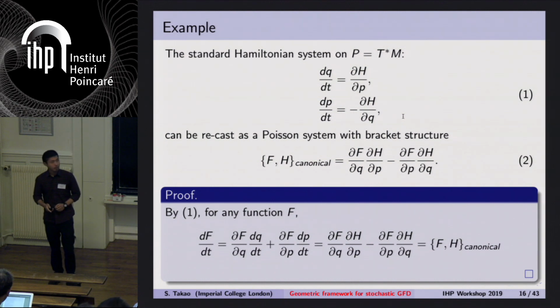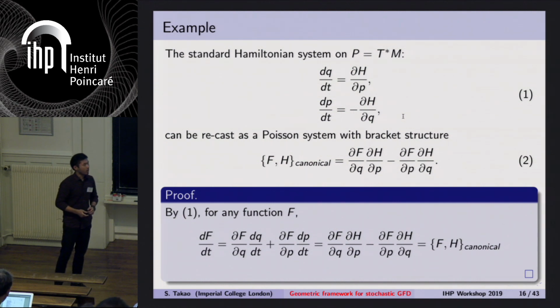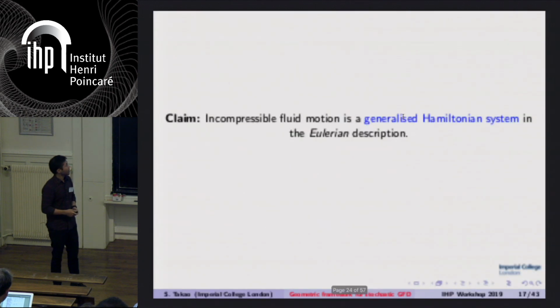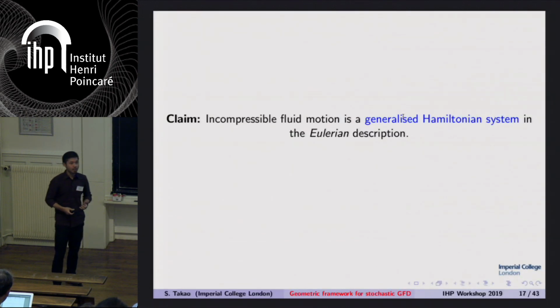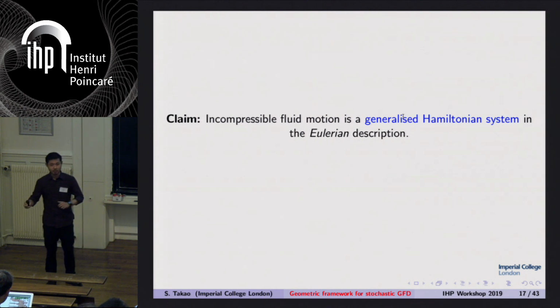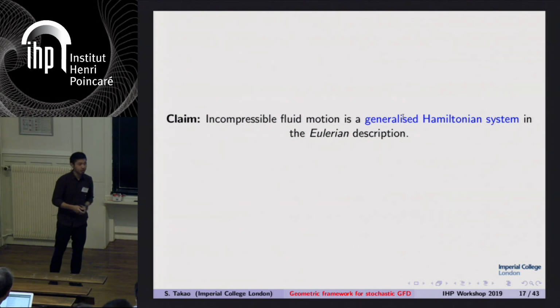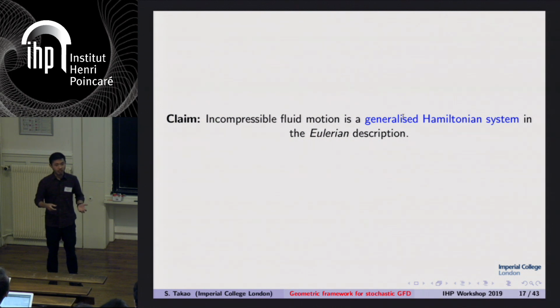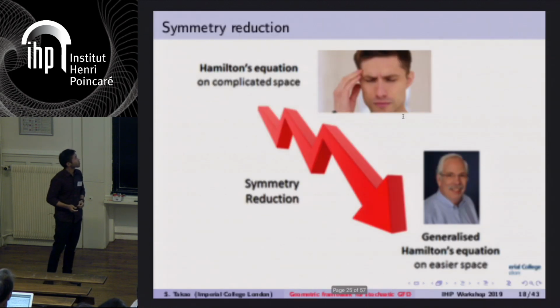So essentially, the generalized Hamilton's equations in this Poisson sense with this bracket are equivalent to the standard Hamilton's equations in this phase space. So why did I introduce this Poisson structure? It's because I claim that the incompressible fluid equation is a generalized Hamiltonian system. It's a Hamiltonian system in a generalized sense in terms of the Eulerian variable. It's not a Hamiltonian equation in the standard sense in terms of the cotangent bundle, but it's a Hamiltonian system in terms of Poisson brackets. So let's see how this works.